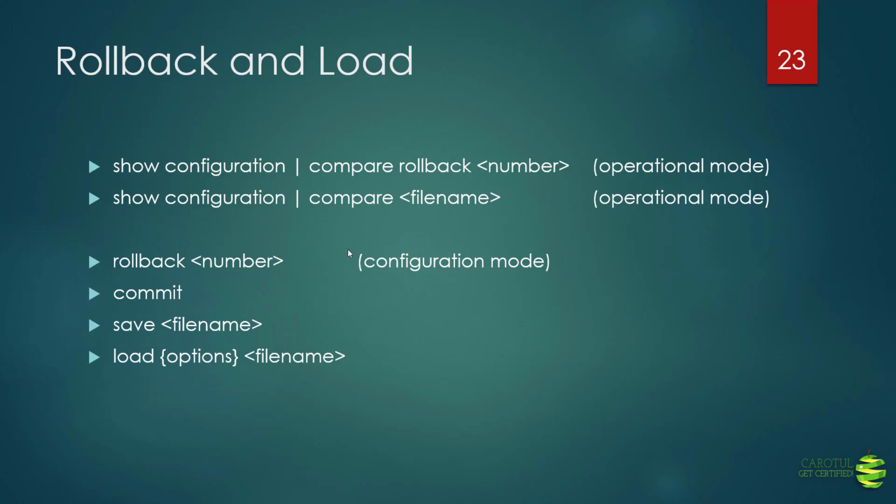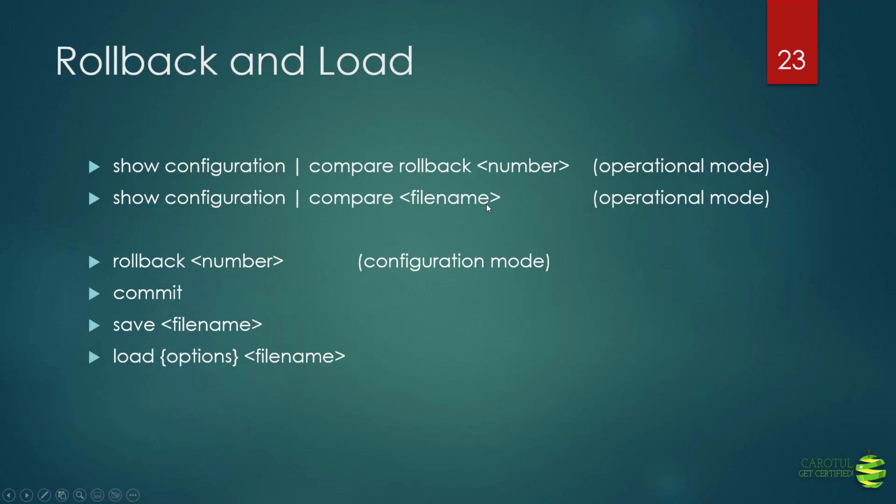Now comes the rollback and load. So rollback is something we can actually check on the operational mode. First of all, if you are going to roll back, maybe you want to check what will change in the configuration. This is something we saw earlier also. Show configuration pipe compare rollback, and there are 50 rollbacks, so you can compare your active configuration with any of the earlier saved configurations and see what will change if you roll back.